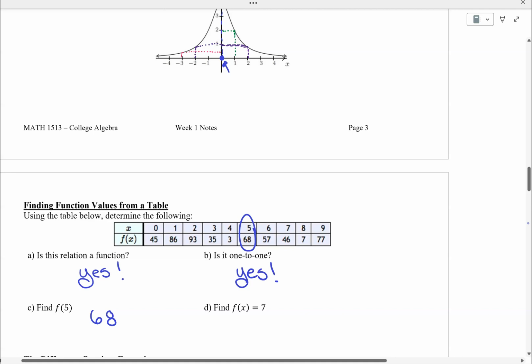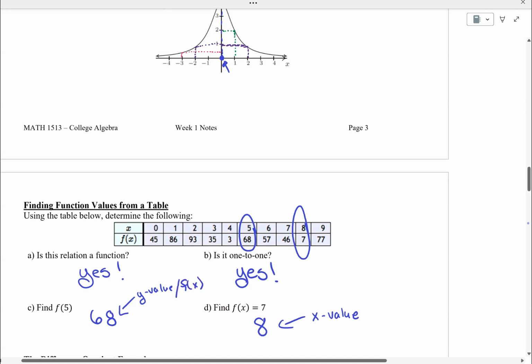Now, f of x is 7, so look at your f of x line and tell me what you get. So that is right here, so the answer is 8. Because remember, this right here is a y value. This right here is an x value. Okay, and of course, f of x.